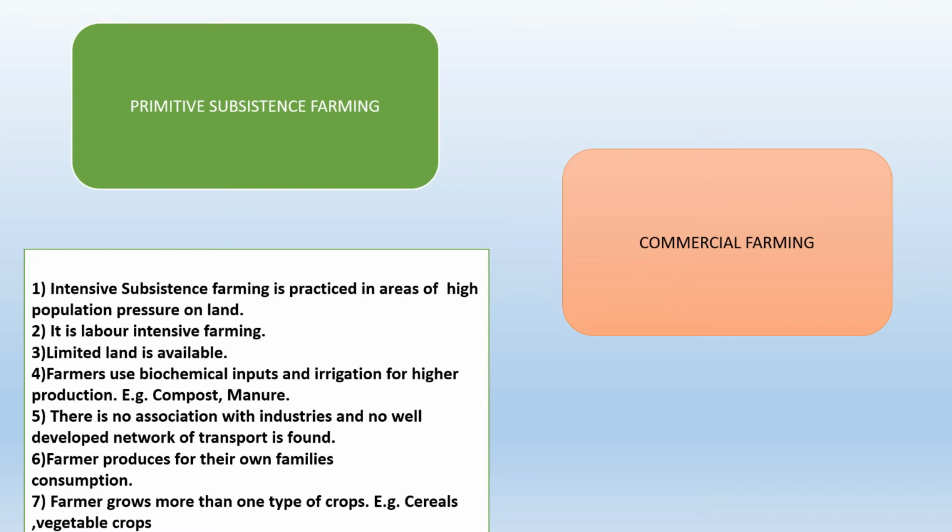There is no association with industries and no well-developed network of transport is found, because he is not selling it. So there won't be any association with industry or transport system. Farmers produce for their own families' consumption. The farmer grows more than one type of crop, cereal and vegetable crop.